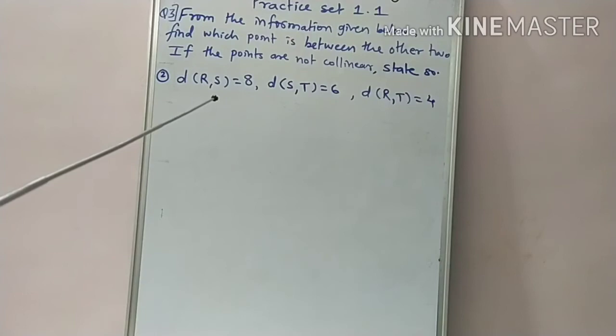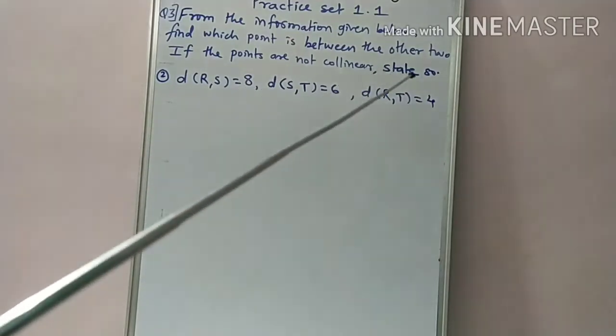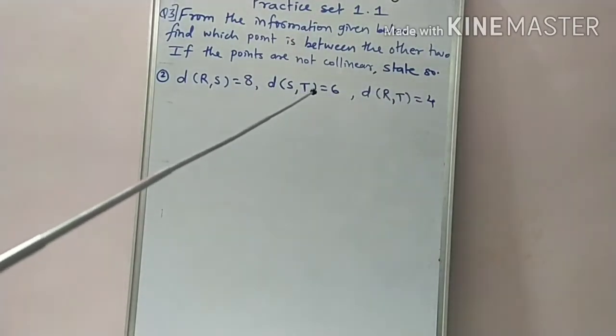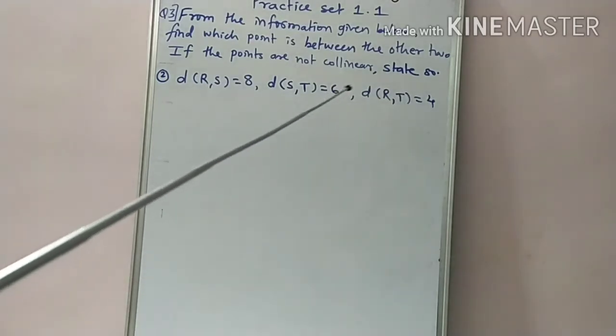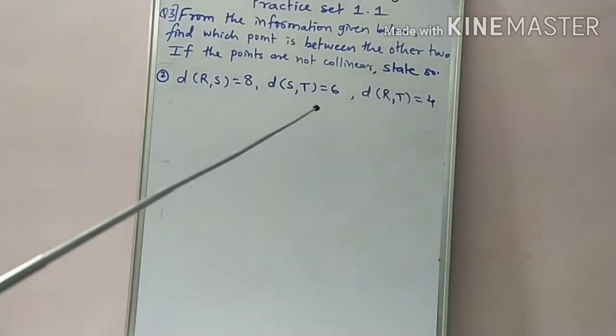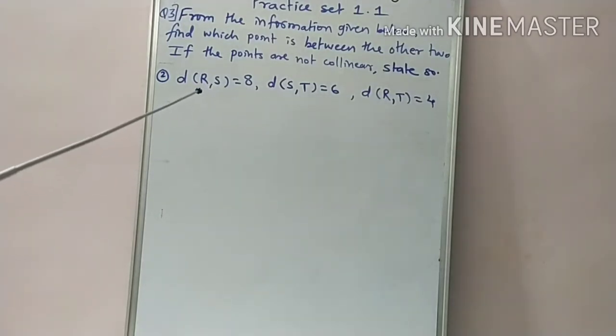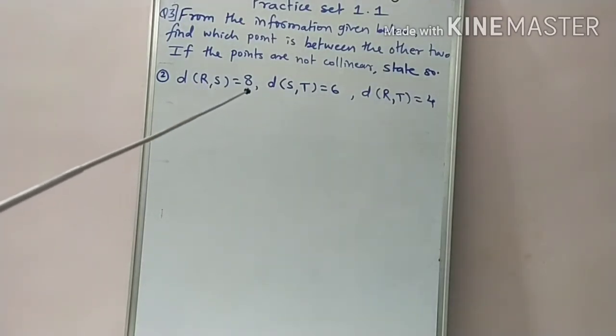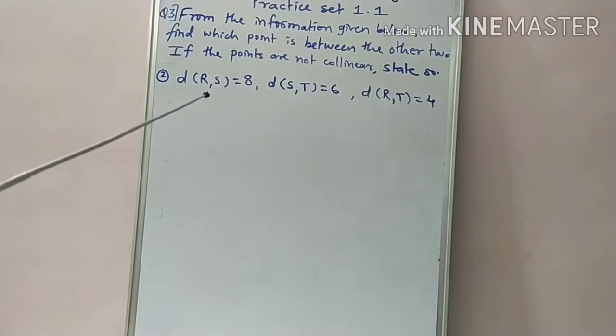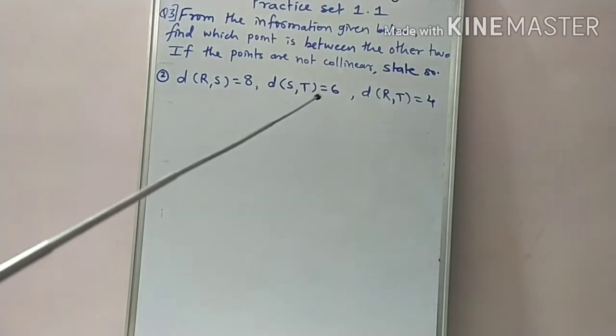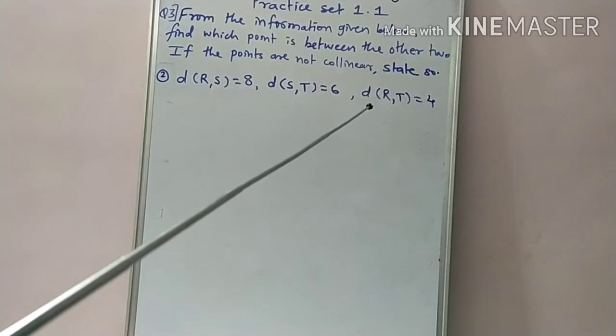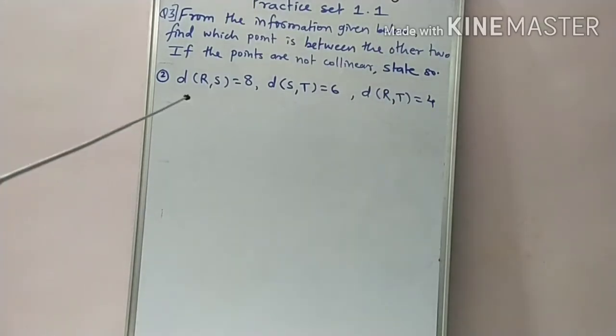Yes, distance RS is 8, which is greater than the other 2. Then what you have to do here is take the sum of the other 2, which are smaller, 6 and 4. The addition is what? 10. But the longest one, RS, is 8, which means the distance RS is not equal to the sum of the other 2. And hence we can say the given 3 points R, S, T are not collinear.